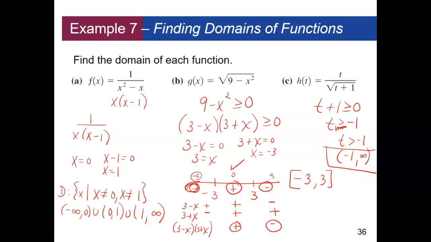So remember, the domain is like the instruction manual. It's saying what you can put into it. Like for this first one over here, you can put anything except 0 and 1 into it, and you don't get any problems. Over here, you can put any numbers between -3 and 3, but if they're not between -3 and 3, you're going to be taking the square root of a negative number, which you can't do. Over here, any number between -1 and infinity will work, but any number that's not in that interval is not going to work for this function. It's going to give you an error.